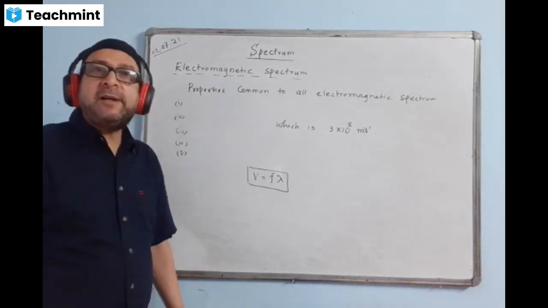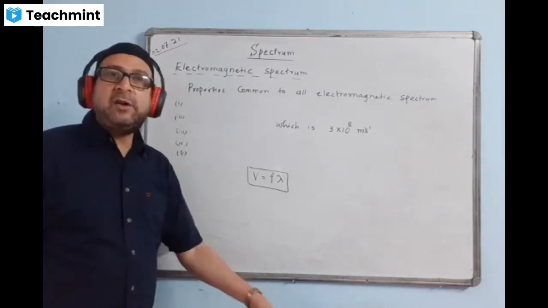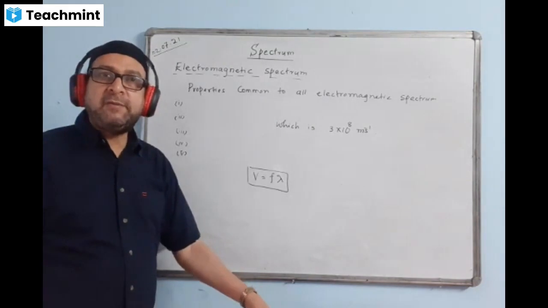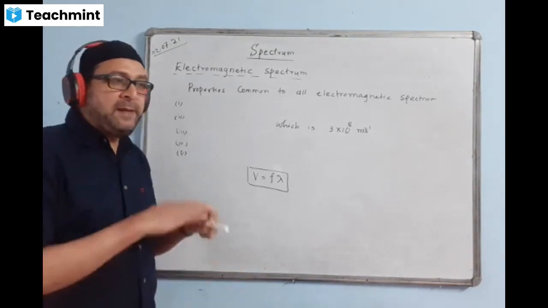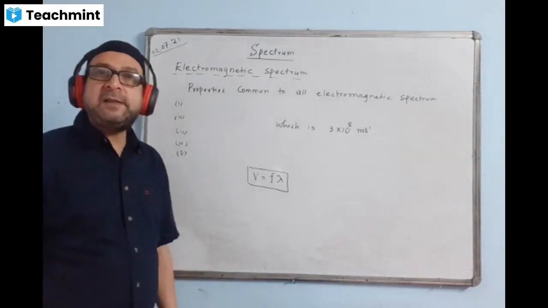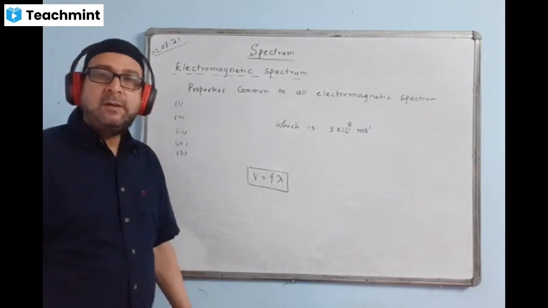So what is point number 5? Electromagnetic waves are transverse waves and move in a straight line. You have done that in class 9. Longitudinal wave and transverse wave, there are two types of wave. In a transverse wave, the medium particles or the vibration takes place in a direction perpendicular to the propagation of the wave.